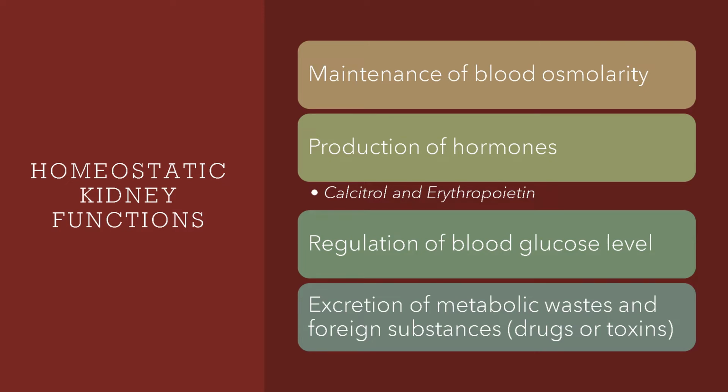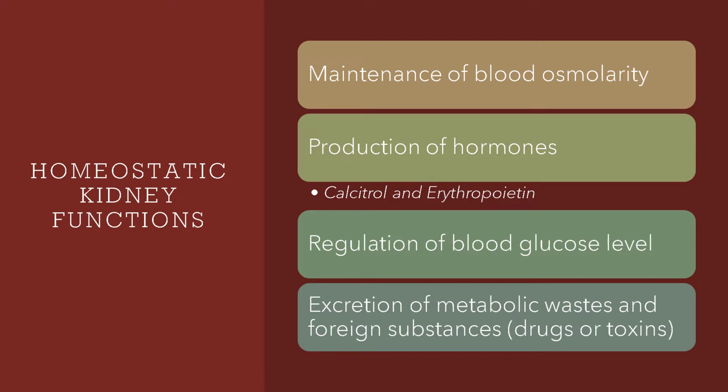Here are some other functions that the kidney has to help maintain homeostasis. The top one here is the maintenance of blood osmolarity. By separately regulating the loss of water and the loss of solutes in urine, the kidneys help to maintain a relatively constant blood osmolarity. So those are separate regulations, the regulation of water and the regulation of solutes, and the kidney maintains both of those.